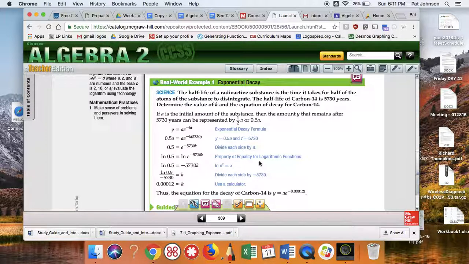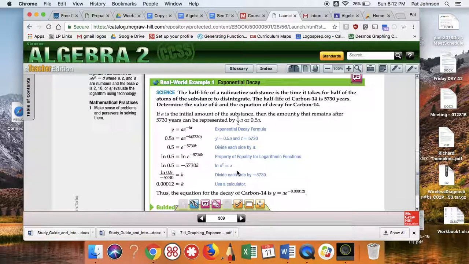The half-life of carbon-14, carbon is the substance, is 5,730 years. So it takes 5,730 years for carbon-14 to disintegrate to half. Whatever the value is at the beginning, for it to disintegrate to half, it takes that many years. Determine the value of k in the equation for the decay of carbon-14.